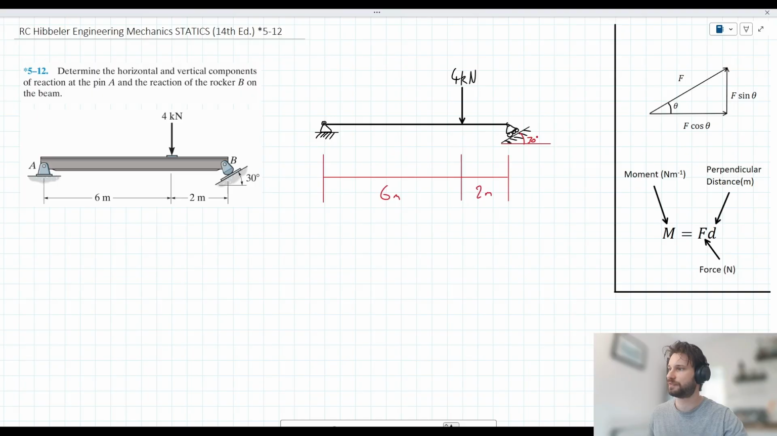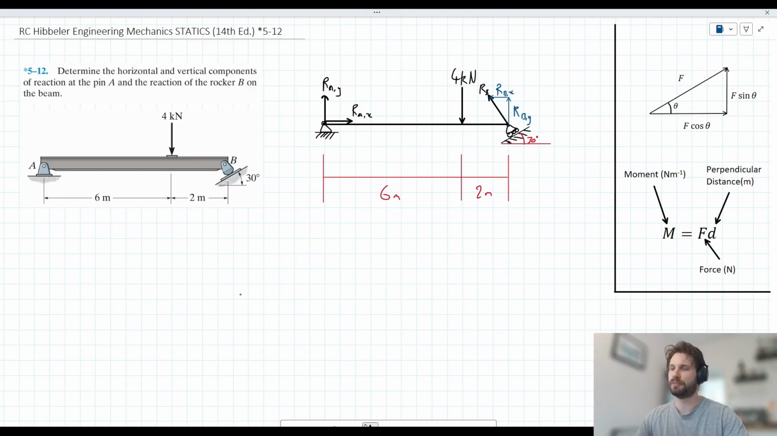So first of all, we've got the reactions at A. I reckon let's just label them RA, Y and RA, X. And we've got this reaction at B. Let's just call it R subscript B. And we could add the vertical and horizontal components to our diagram here. Let's just call them RB, Y and RB, X.